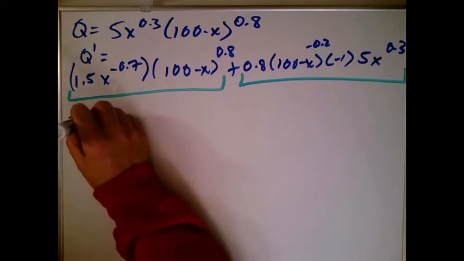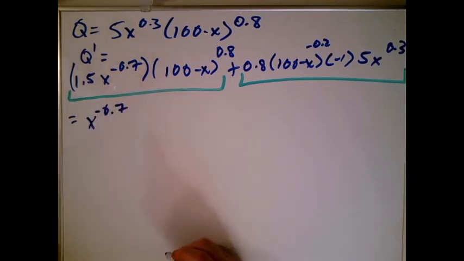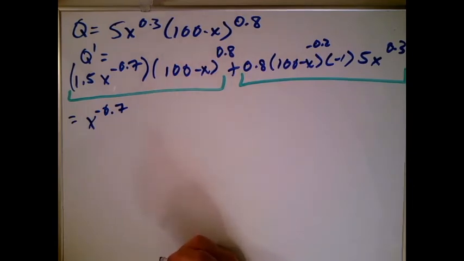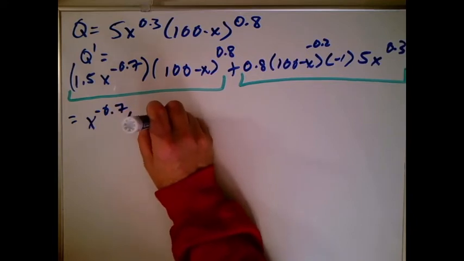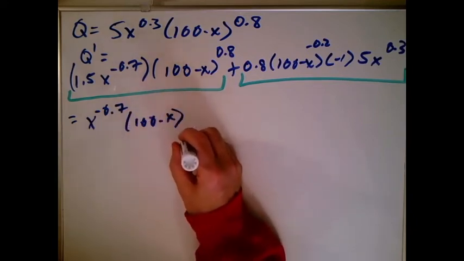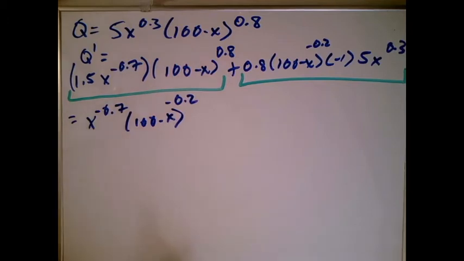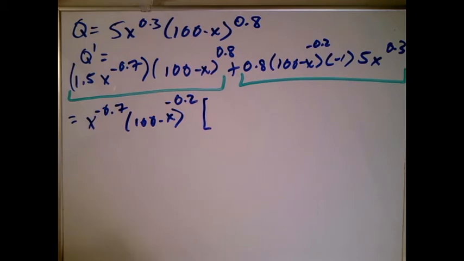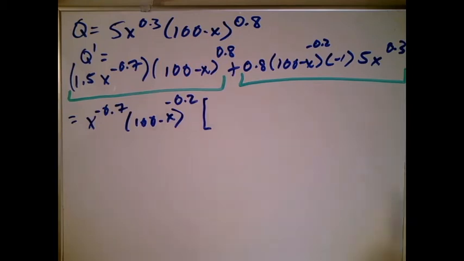The lowest power that I see is to the minus 0.7, so that's actually what I'm going to have to take out. Now they both have a 100 minus x to a power, and I'm going to take out the lowest power of that I see. So I'm going to take out (100 minus x) to the minus 0.2, just like that. Yay! Now what I want is what's left over. And remember, pulling out just means divided by. So what I want to do is take this whole term here, divide by this stuff, and see what's left.